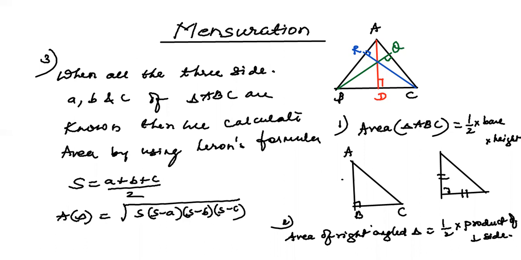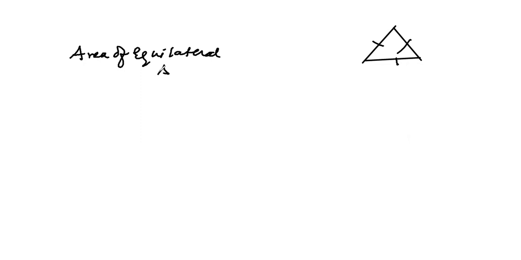Apart from it, children, we can also calculate the area of equilateral triangles. Now, what is an equilateral triangle? An equilateral triangle is a triangle whose all three sides are equal. So what is the area of an equilateral triangle, children? The area of an equilateral triangle is root 3 upon 4 into side square.